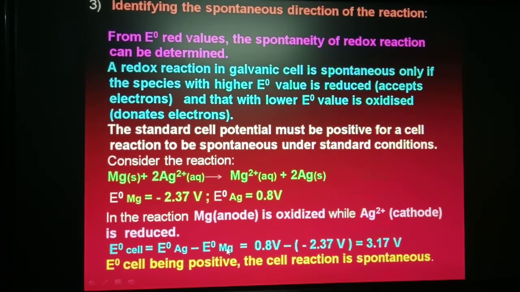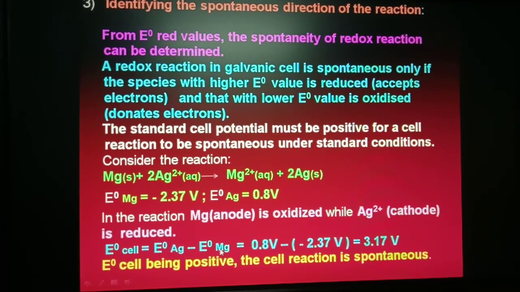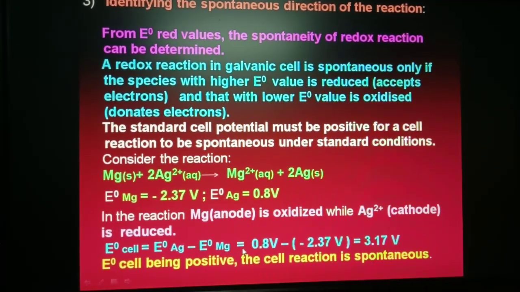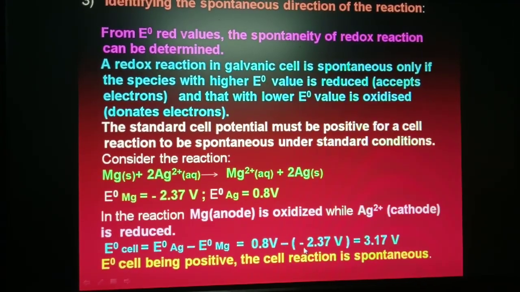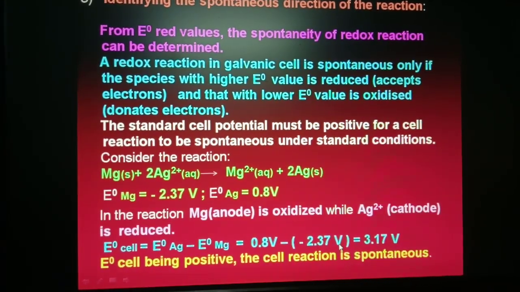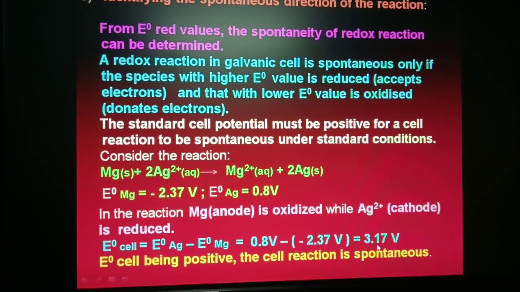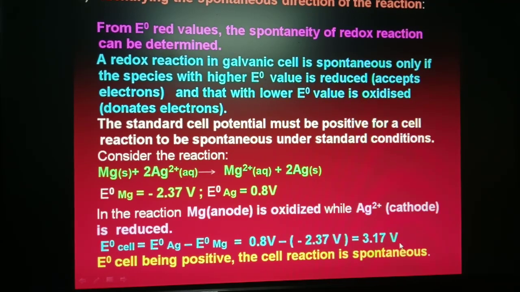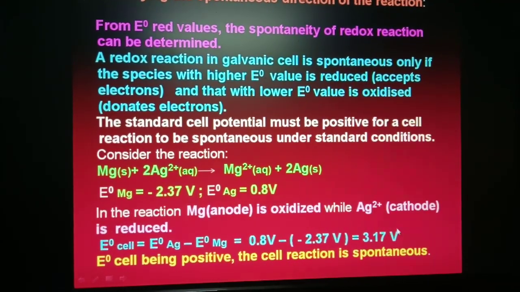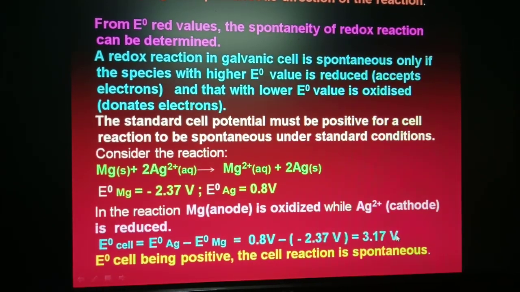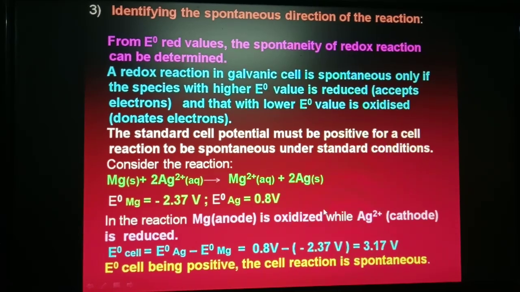That is, right hand side electrode potential minus left hand side electrode potential. That is equal to 0.8 volt minus (minus 2.37 volt). So, 0.8 plus 2.37 volt will give you 3.17 volts. As the E0 cell value obtained is plus 3.17 volt, that is positive, the cell reaction will be spontaneous.